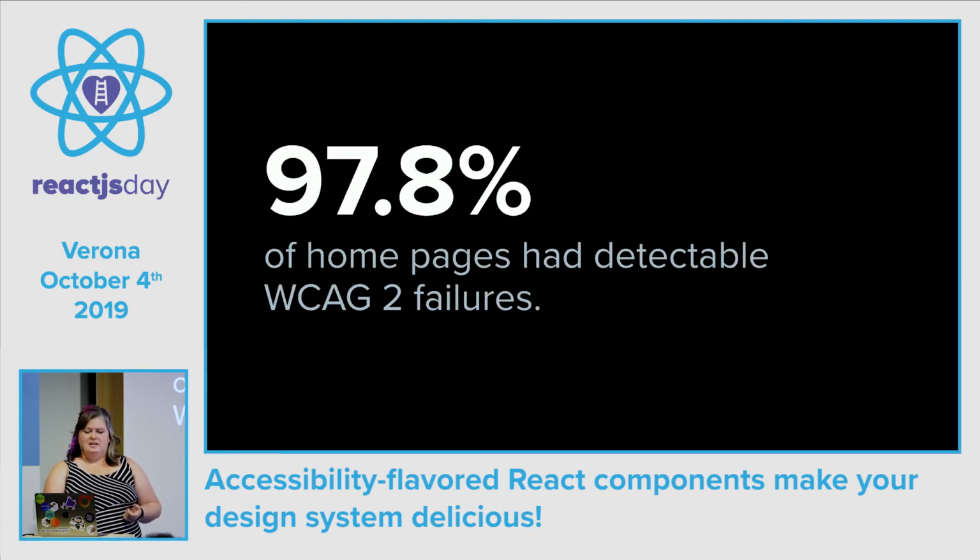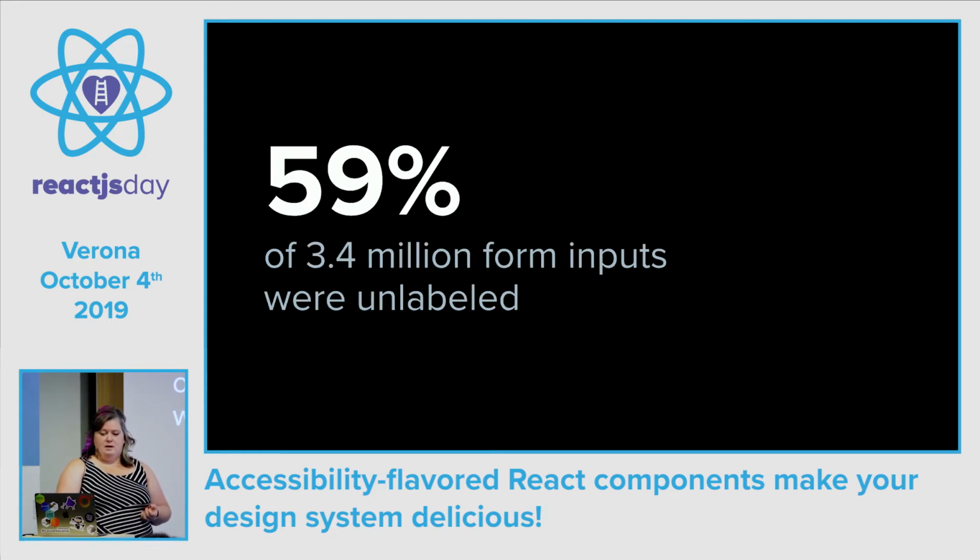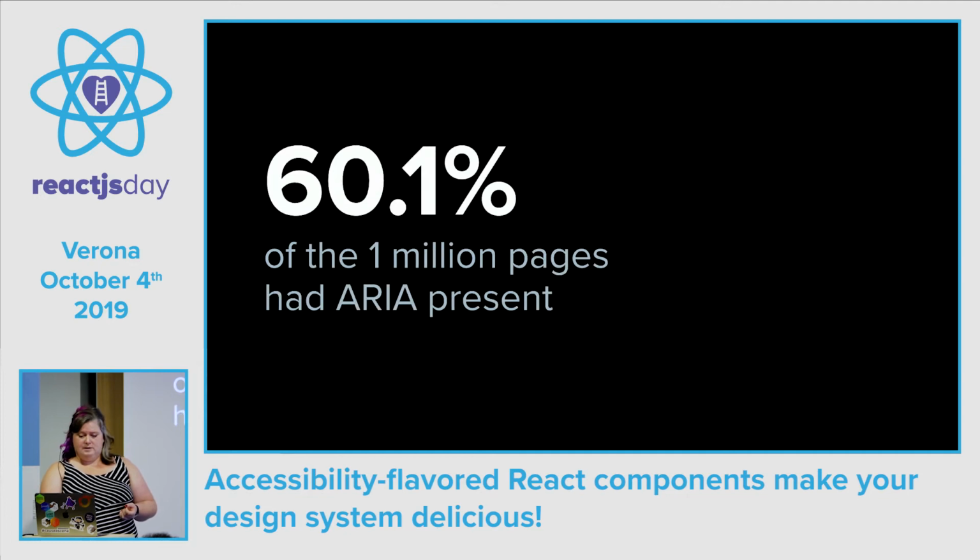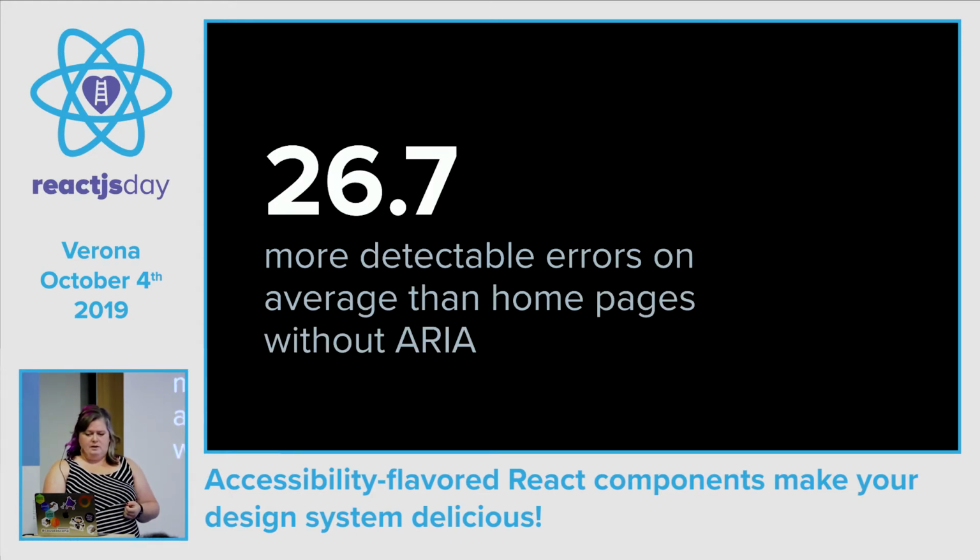This is the results. 97.8% of home pages had detectable WCAG 2 failures. 59% of 3.4 million form inputs were not labeled. 60.1% of those million pages had ARIA present, unnecessary ARIA. And of those pages, there were 26.7 more detectable errors on average than home pages without using ARIA.